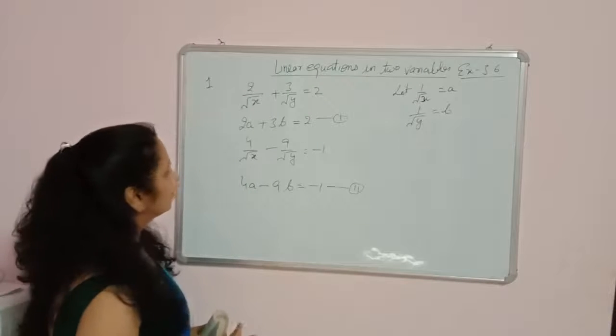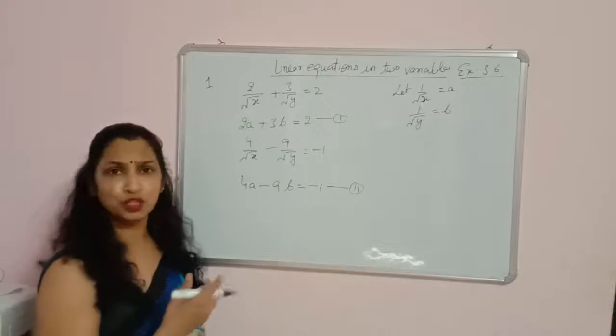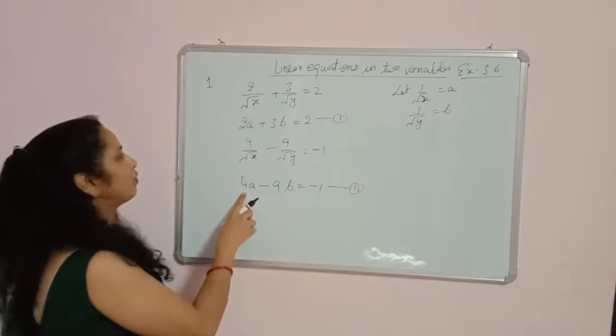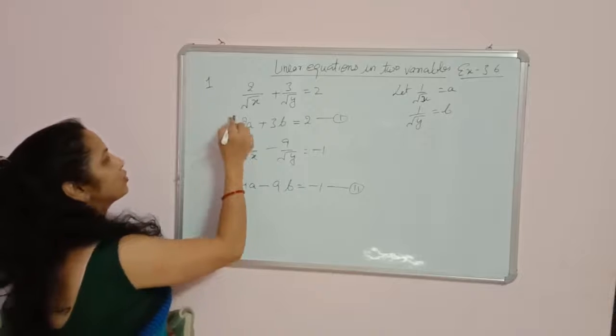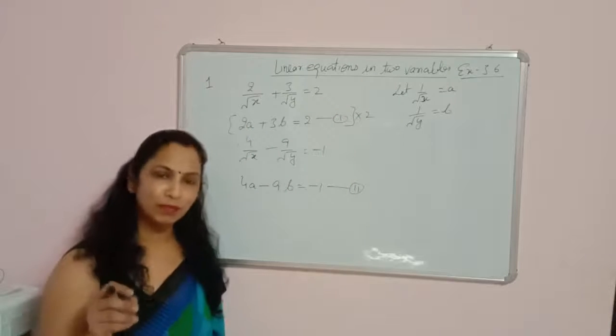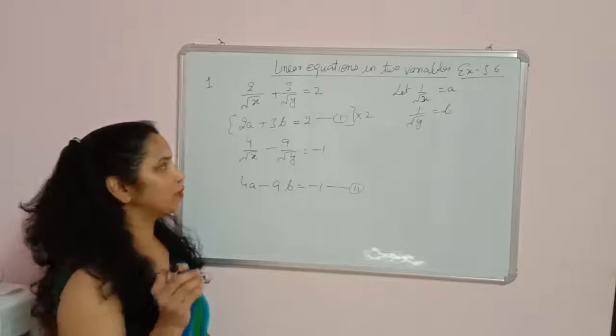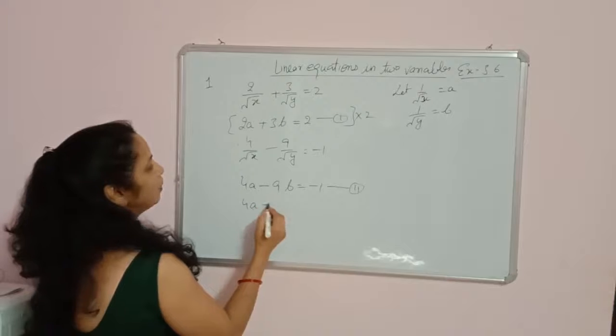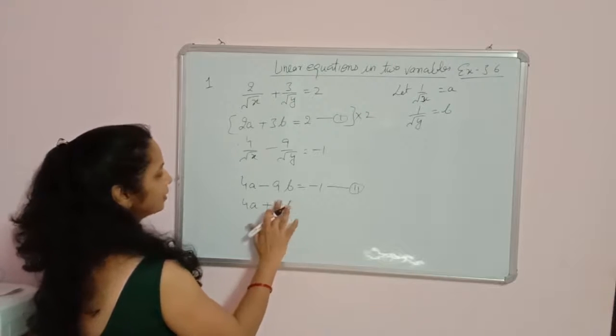So by using the elimination method, this question can be easily solved. If we want to make the coefficient of a equal, what will we do? We will multiply this equation by 2. So I am going to solve this question now. So we will write, by multiplying equation 1 by 2, we get 4a plus 6b.